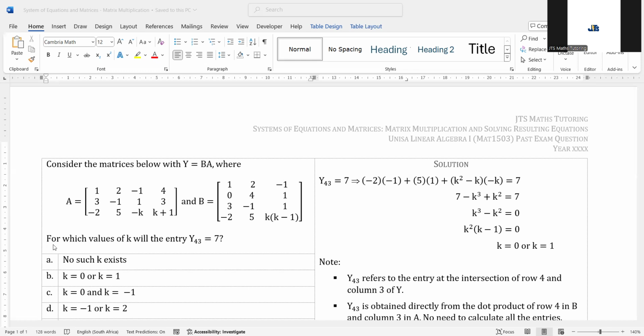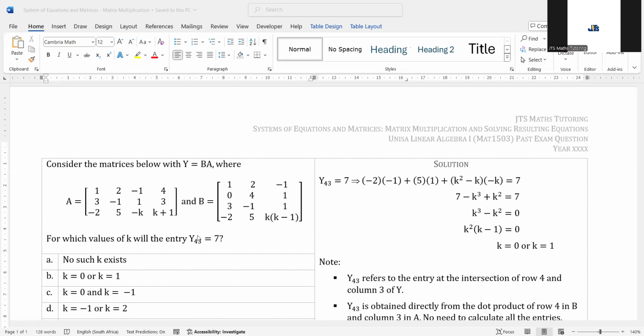So they want to find out here, for which values of k will the y43 here be equal to 7. What this simply means is that after everything has been said and done here, we are going to be looking at an entry which will be sitting at the intersection of row 4 and column 3 in this new matrix. Okay, beautiful. We are giving you the options right here. So take note of this.